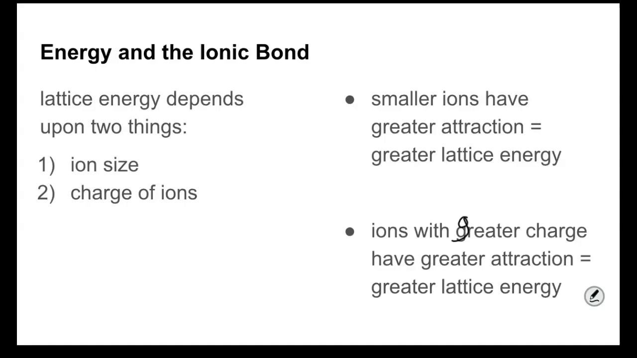And then the other thing we need to look at, you guys, let me get this erased. The other thing we have to look at is ions with greater charge have greater attraction or greater lattice energy. So if you've got a +3 and a -2, that's going to have a greater attraction than a +1 and a -1. Hopefully that makes sense.